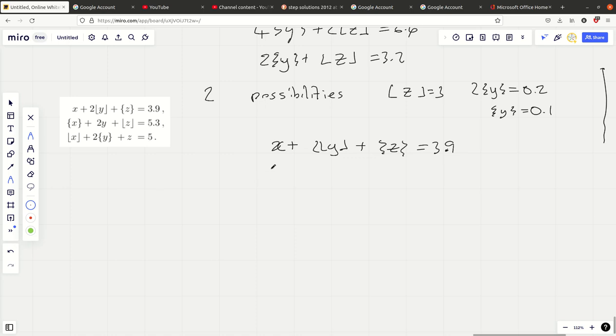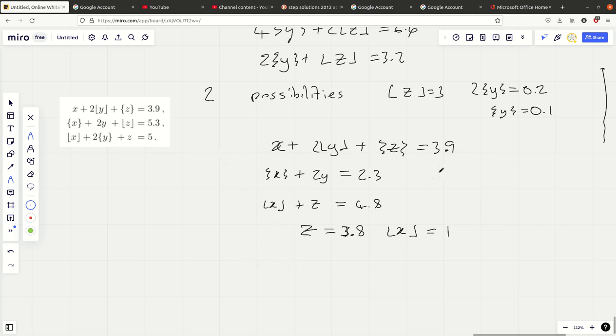But the next one, the fractional part of x plus 2y, and then the integer part of z I know, so this is going to be equal to 2.3. And the last one, the integer part of x plus 2y fractional, that's 0.2, so I'm just going to say plus z is 4.8. And then looking at this, as the integer part of z is 3, z must be 3.8 again, and the integer part of x must be 1. And really we're just following exactly how we did it before.